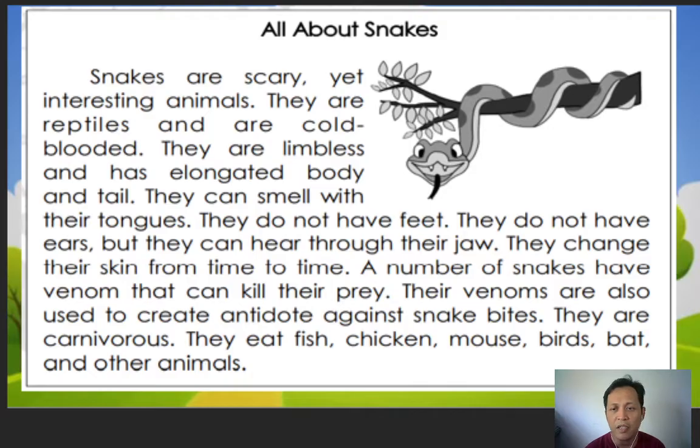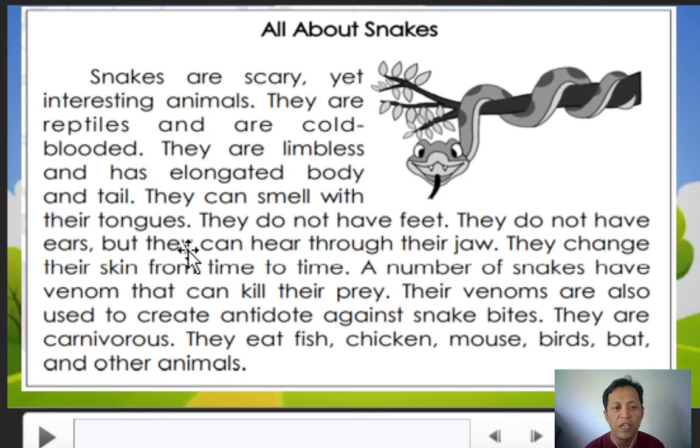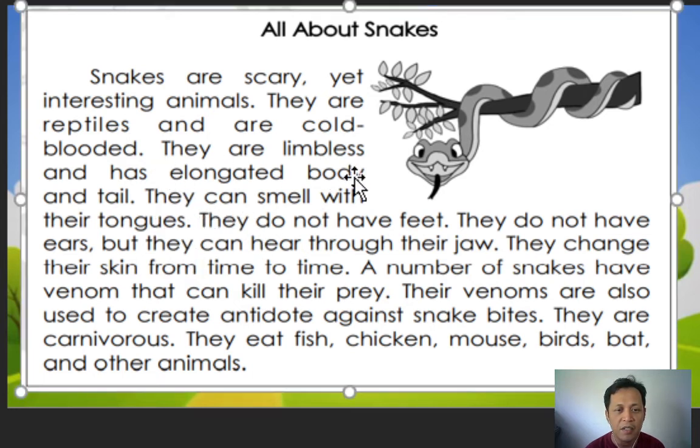The following are the characteristics of snakes. They are limbless and they have an elongated body, and they also have an elongated tail, meaning elongated means a stretched body or stretched tail. Another characteristic of snakes is they do not have feet, and also they do not have ears, and they can change their skin from time to time.